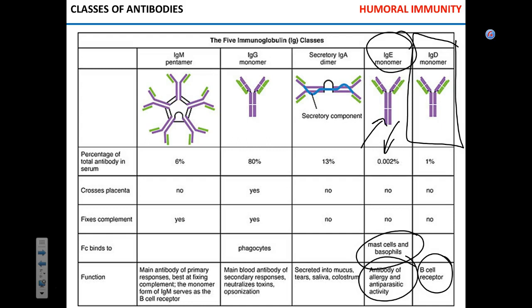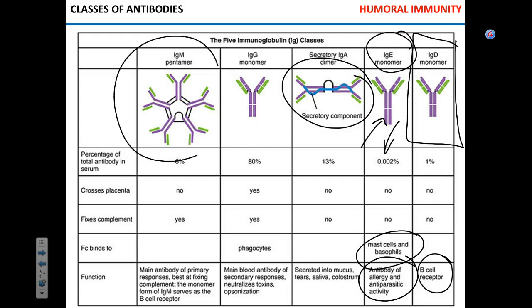IgA, really important antibody, found in basically all secretions, okay, from tears and saliva to mucus and breast milk. In fact, it's the main antibody produced and released in the breast milk that confers the protection during the breastfeeding, protection for a baby. Okay, we good?